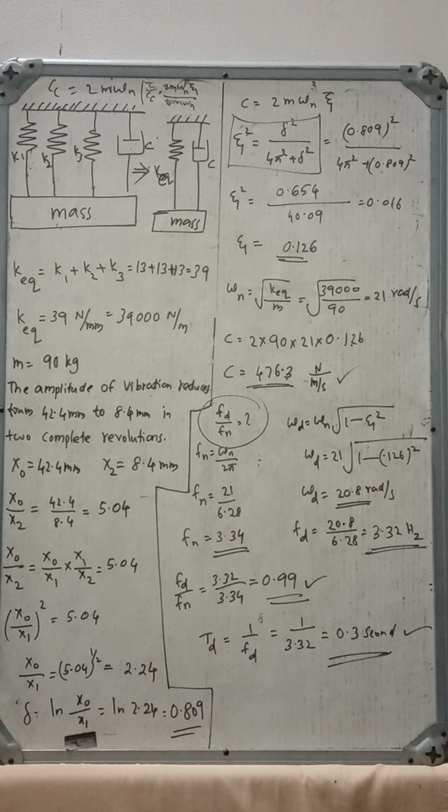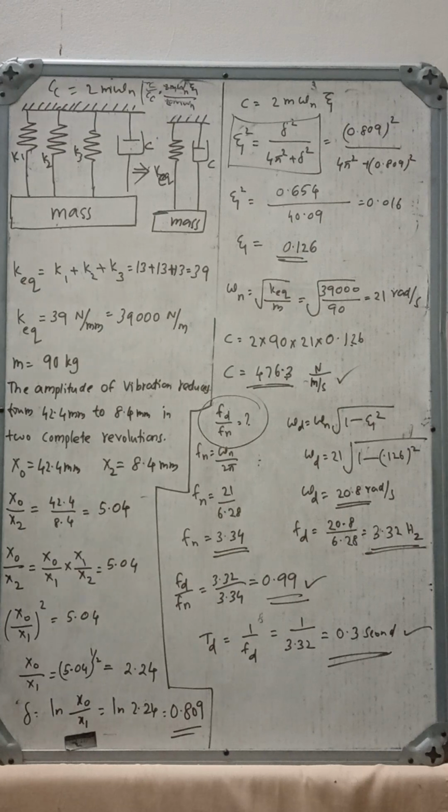We know that F1 is equal to omega n divided by 2 pi, and Ft is equal to omega d divided by 2 pi. Okay. Omega n we know, so no problem. F1 is equal to 3.34, and omega d we do not know. So we know that omega d is equal to omega n into square root of 1 minus zeta square. So omega d is equal to 21 into square root of 1 minus 0.126 whole square. So omega d is equal to 20.8 radian per second. So Ft is equal to 20.8 divided by 2 pi, equal to 3.32 hertz. So Ft by F1 is equal to 3.32 divided by 3.34, equal to 0.99.